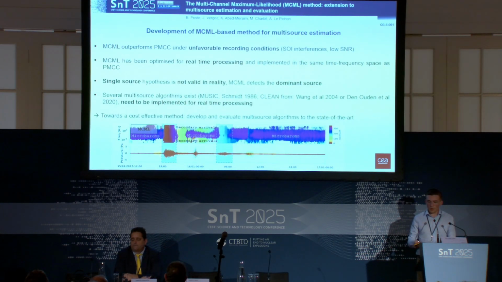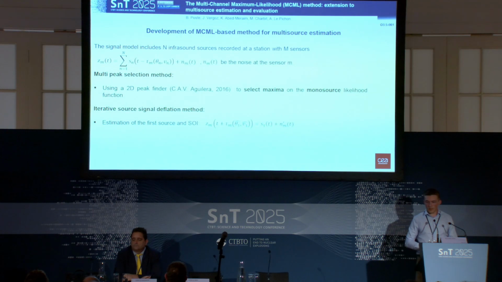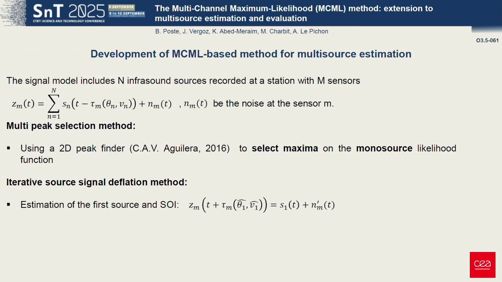So we want to develop and evaluate multi-source estimators and compare them to the state of the art. To begin with, the development of the MCML-based methods, just a quick reminder of the equation of the recording at a sensor. When you have multiple sources, it's simply a sum of different signals of interest plus an additive noise that we assume to be white Gaussian noise.